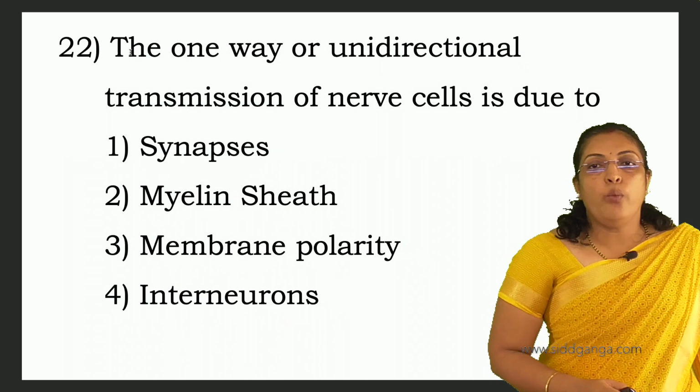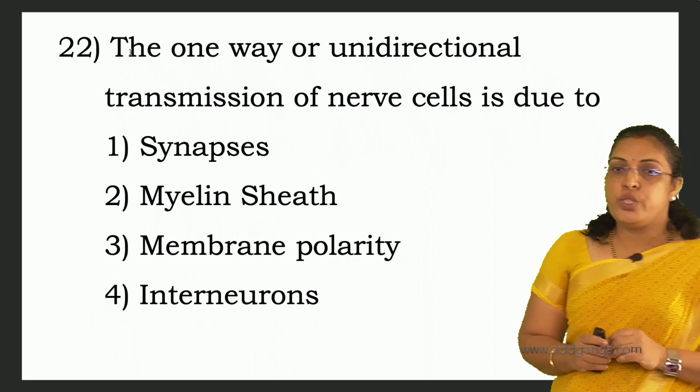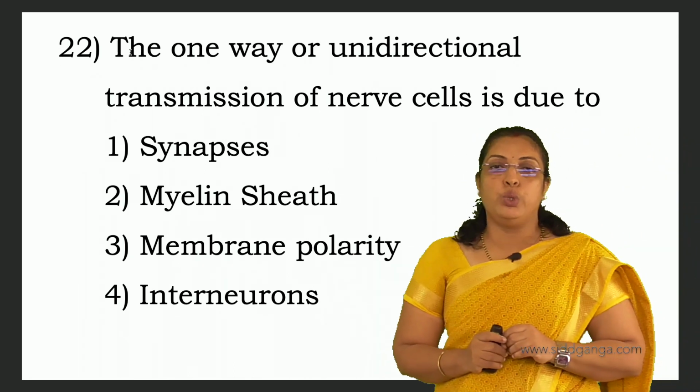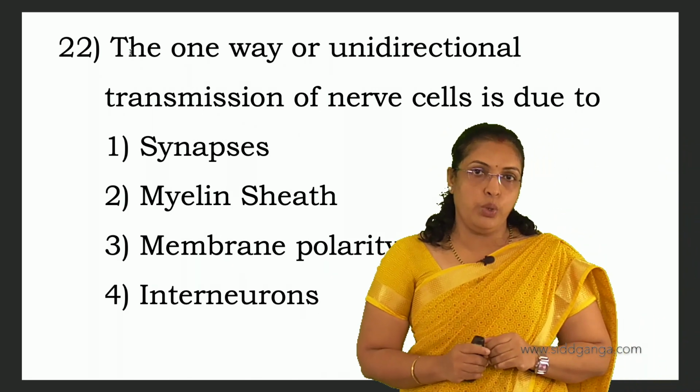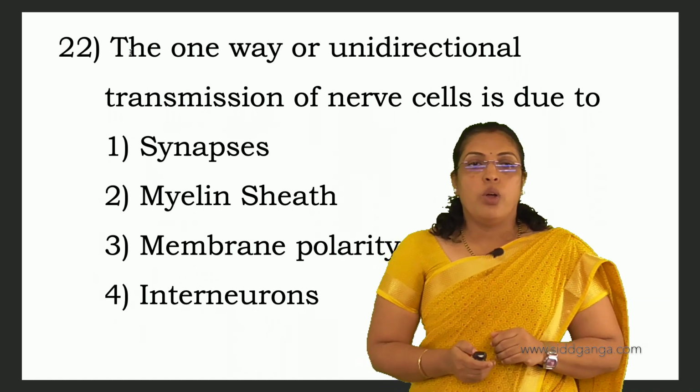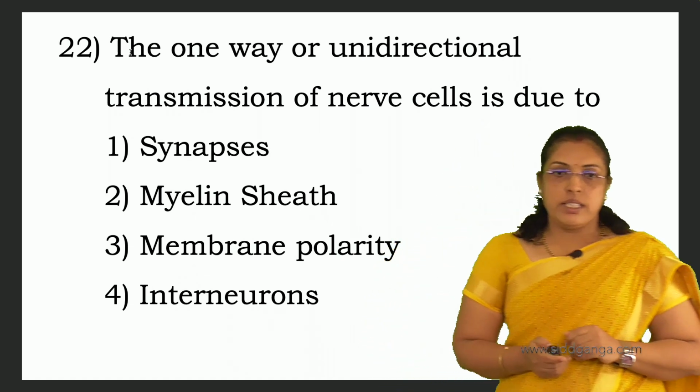Then the one-way or unidirectional transmission of nerve cells is due to synapses. It's mainly due to synapses. For the 22nd, one is the answer.